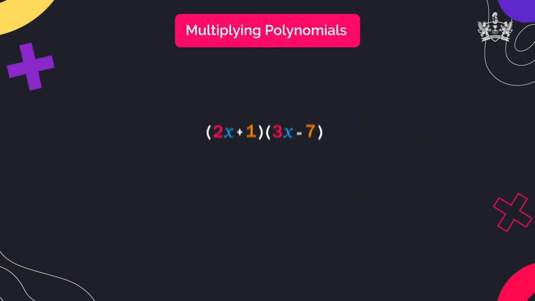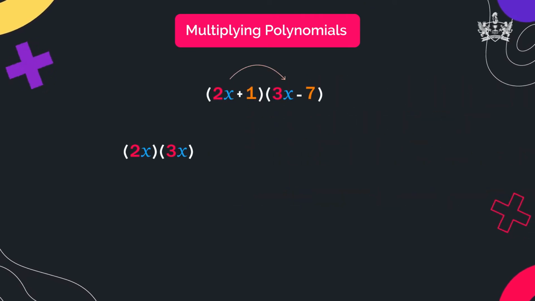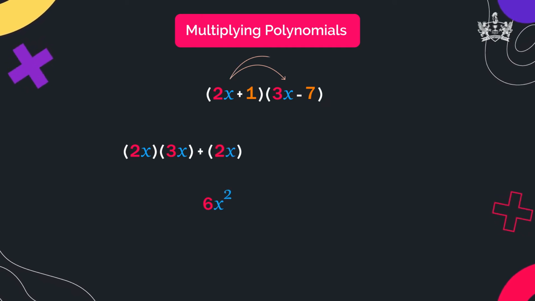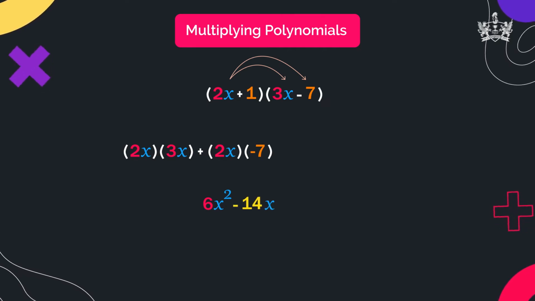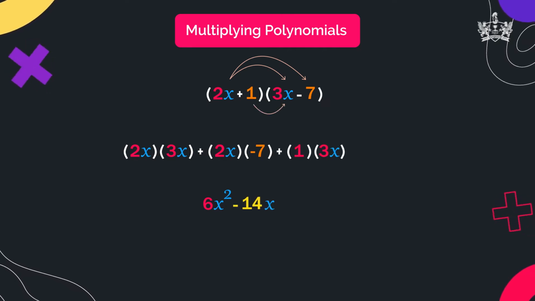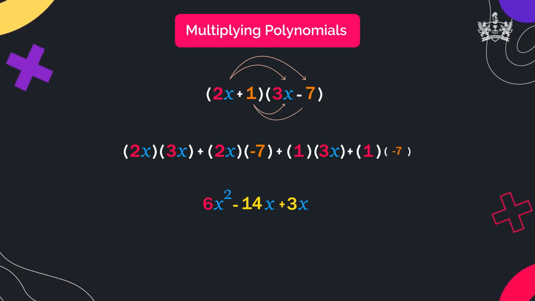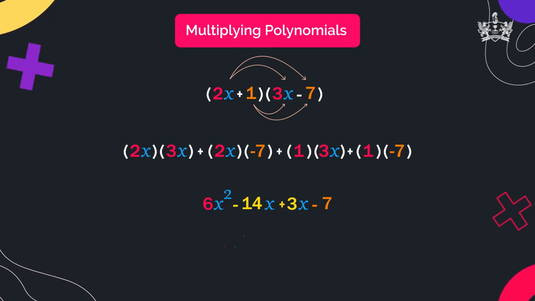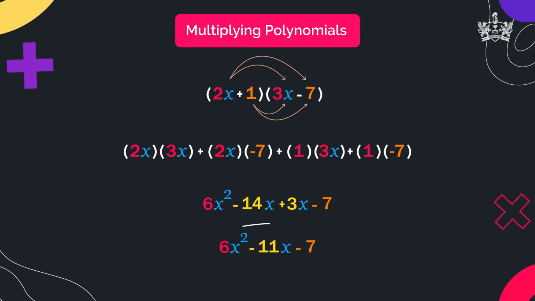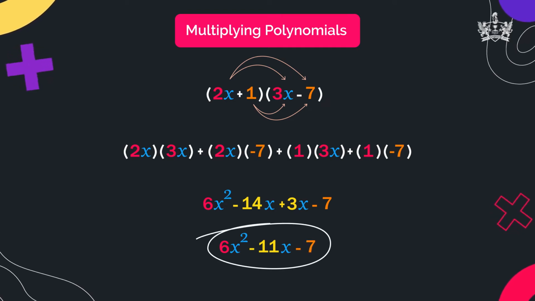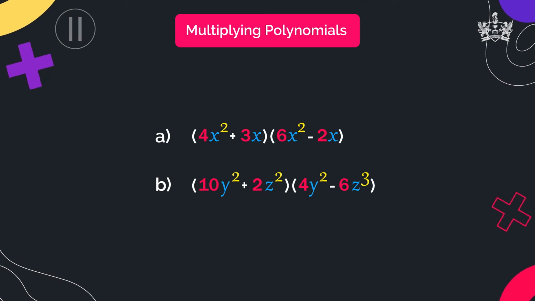Here, we will multiply 2x by 3x and get 6x squared, plus 2x times negative 7, which is negative 14x, plus 1 times 3x, which is just 3x, plus 1 times negative 7, which is negative 7. We then get 6x squared minus 11x minus 7 as our answer. Your turn. Go ahead and pause the video and try these two.